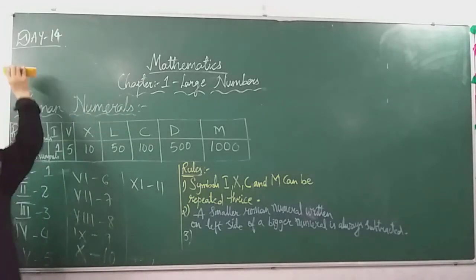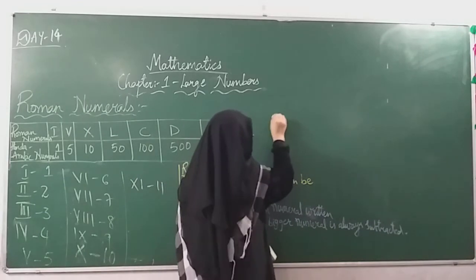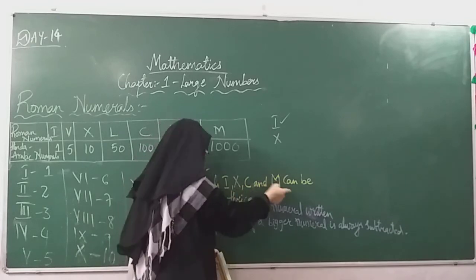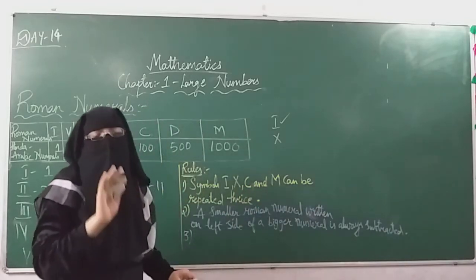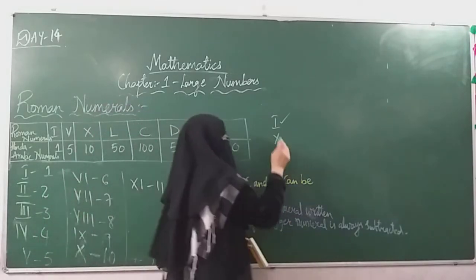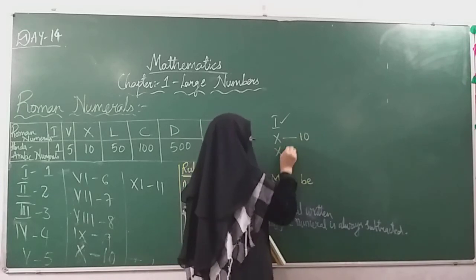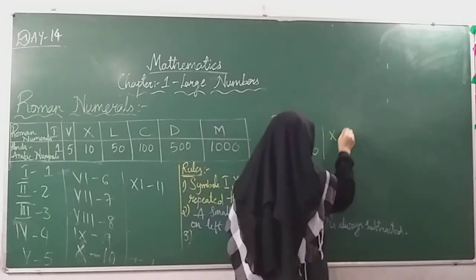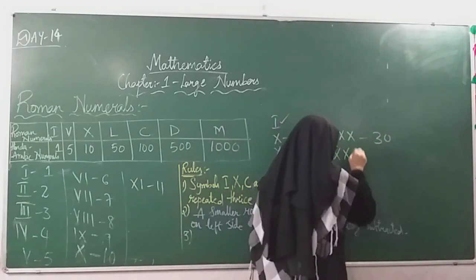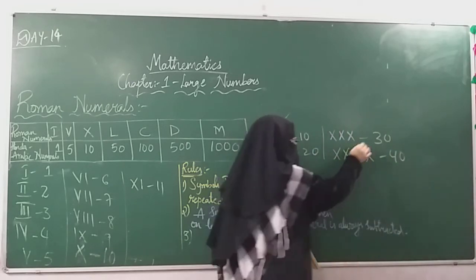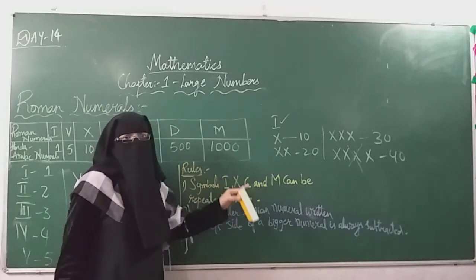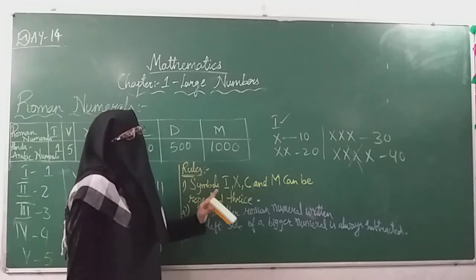Same for C, I just now explained to you. We'll see for 10. They are saying I, X, C and M can be repeated thrice, but not more than that. We'll see for 10. See, for 10 I am writing this one. For 20, we have to write like this. For 30, like this. But for 40, you can't write 4 times 10. It is wrong because it is a rule that we can't repeat more than 3 times. We can repeat 3 times, but not more than that.